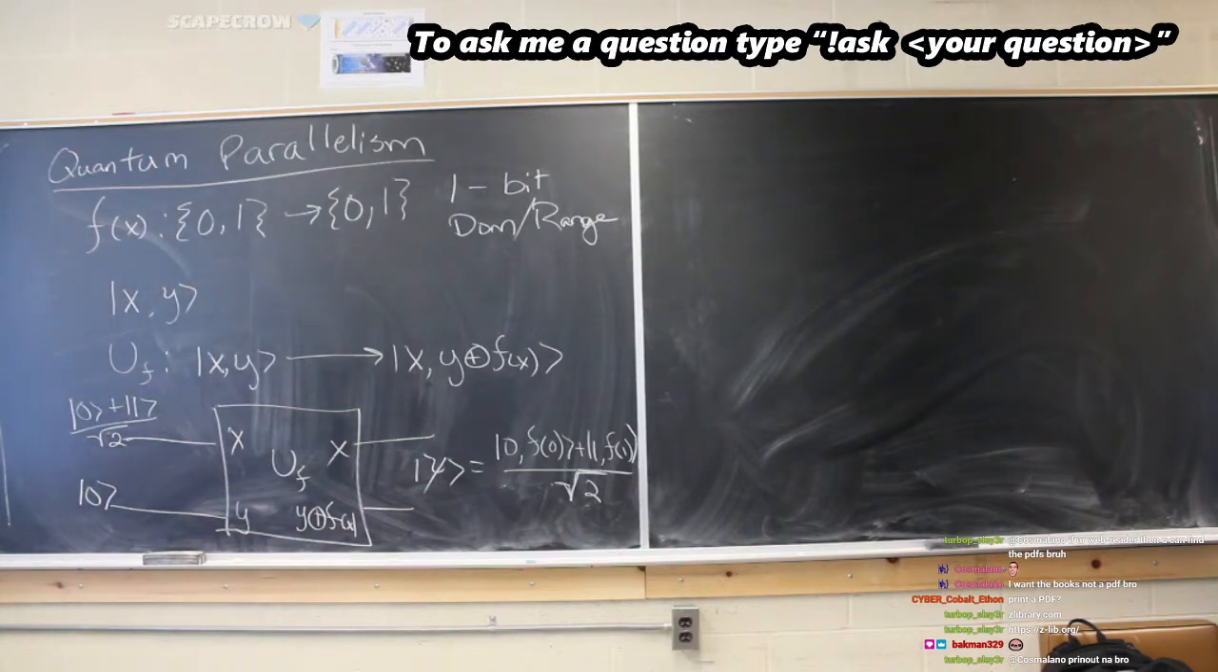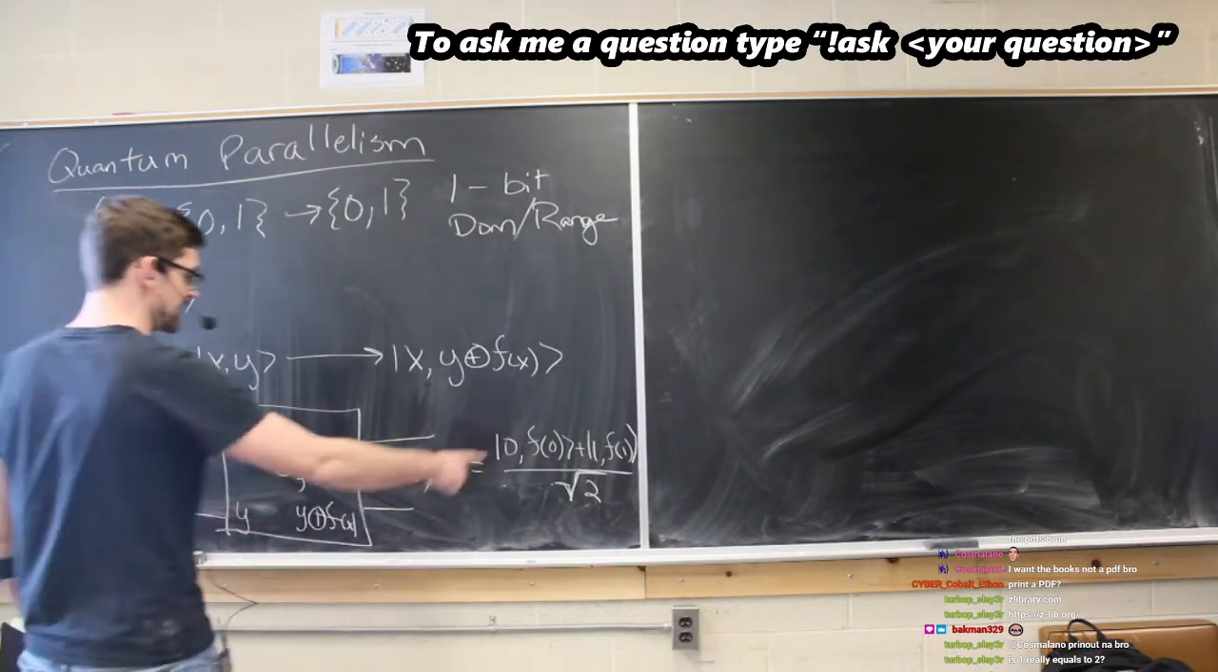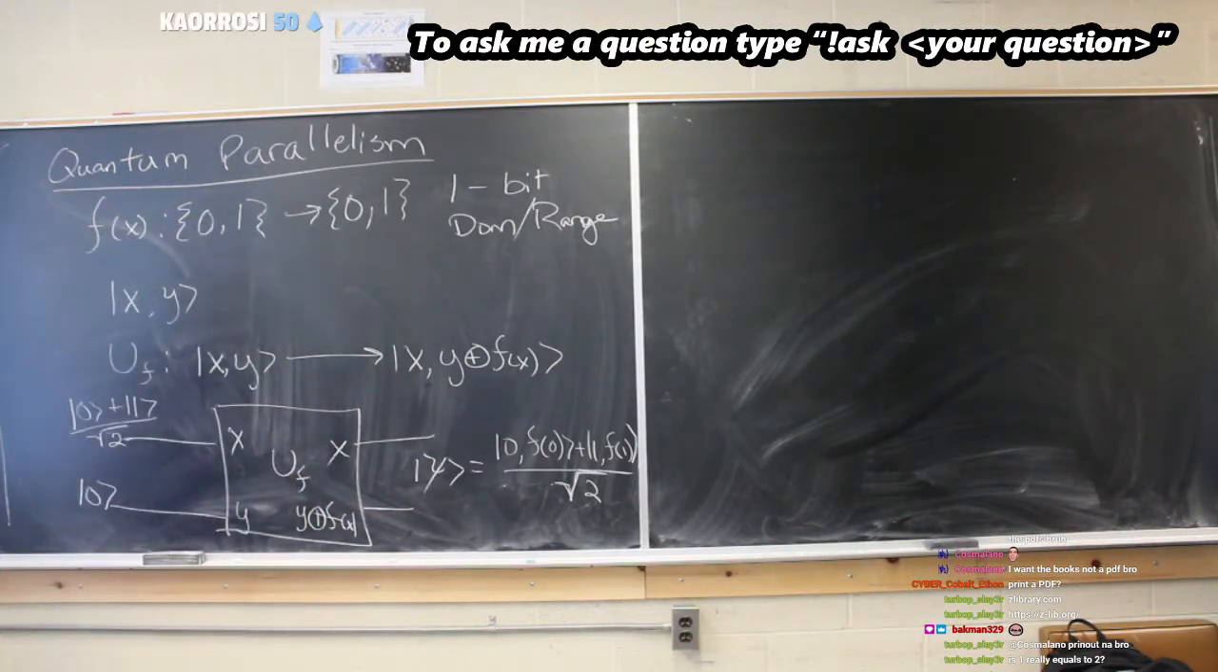Hold on a second. Am I missing something here? I want to make sure I get this right. Okay, so if y equals 0, then the second qubit is just the value of f of x, whether it's 0 or 1, because it's not going to be changed by the modulo 2.